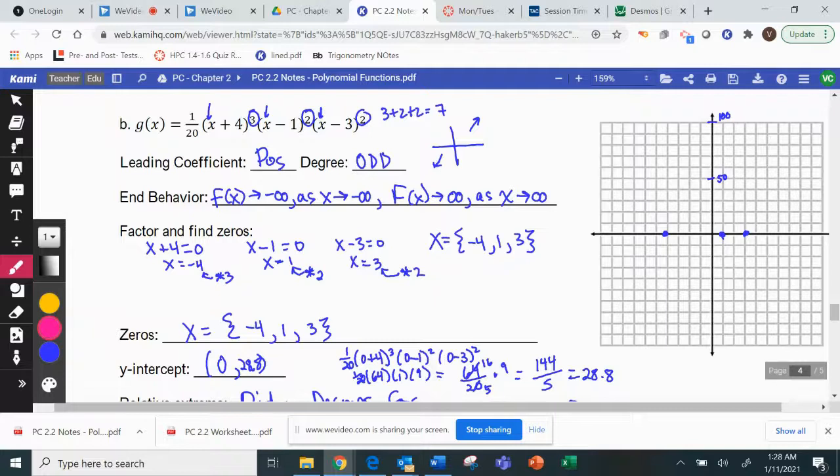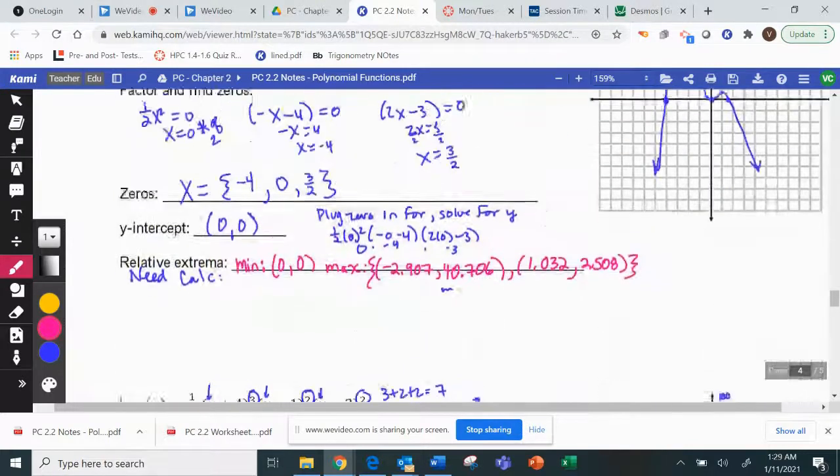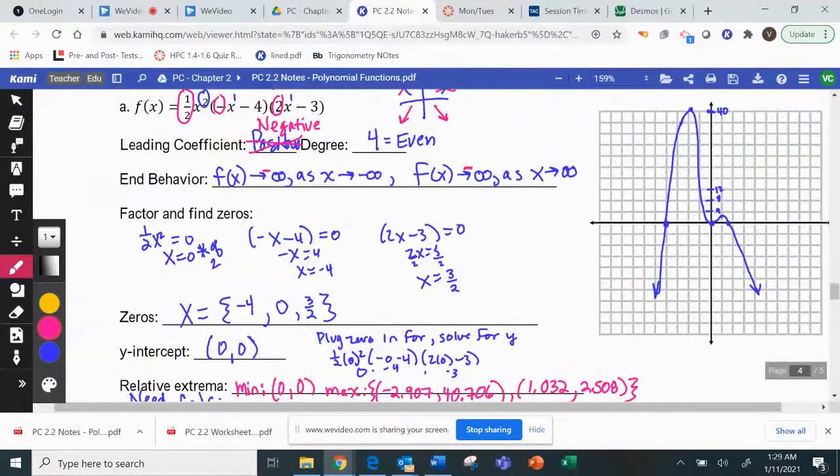Now, on that first example, we did graph. The 0 had a multiplicity of 2, so you can see that forming a parabola. But the -4 only had a multiplicity of 1, and it just went straight through. The 3/2 multiplicity of 1 went straight through. So it made kind of like a line when we zoom in right here.